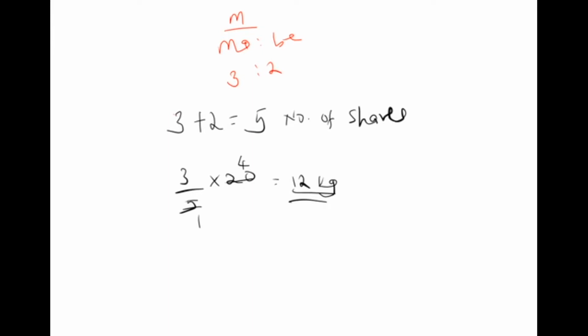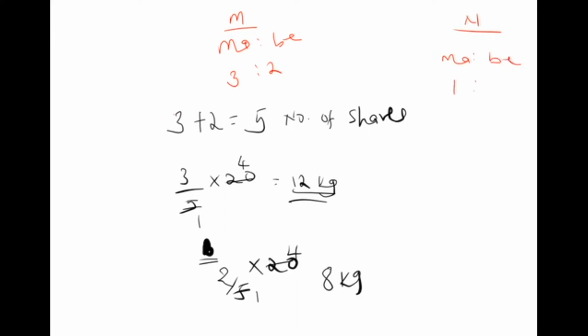Then beans. Beans, we have 2 over 5 times 20. By 5, 1 by 5, 4. 2 times 4, 8 kgs. So beans, she had 8 kgs. Let us work for Jerry. Let us use N to represent Jerry. Jerry had this ratio of maize and beans. She had this ratio 1:3.